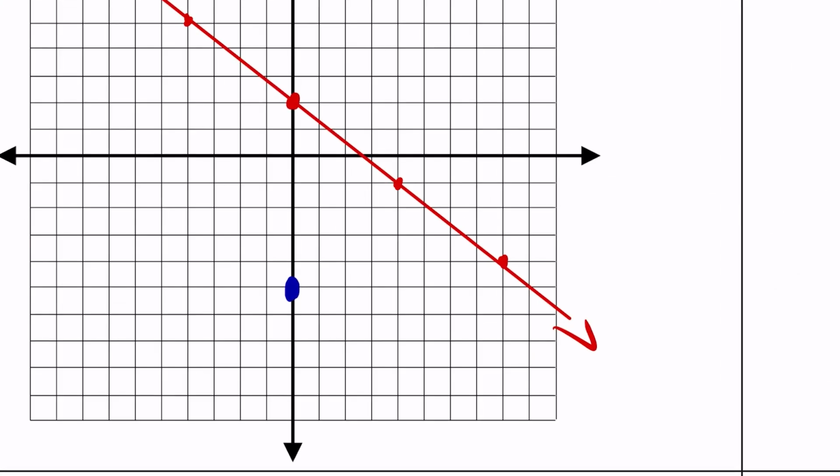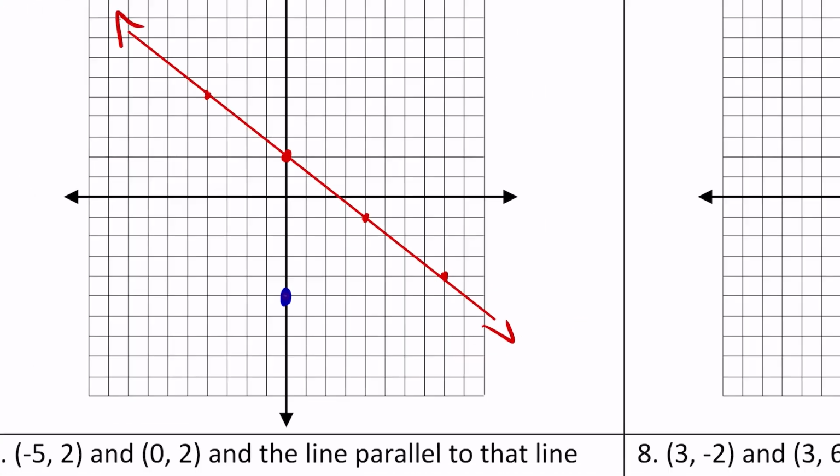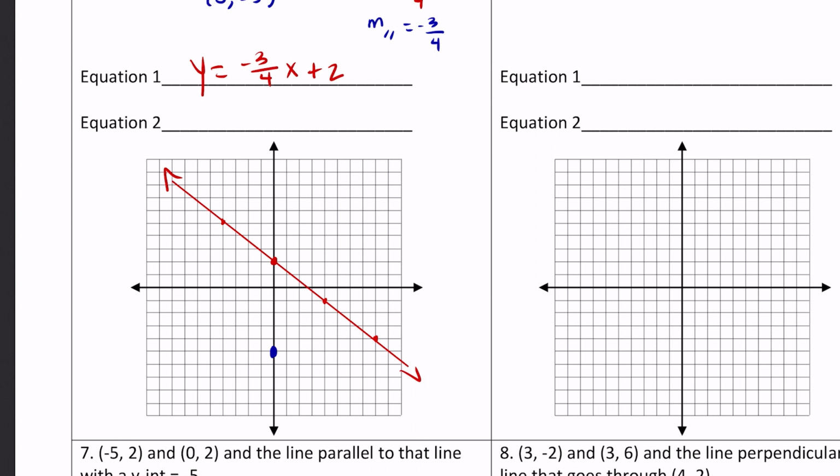So I'm going to use this point, and I'm going to go down 3, right 4. So down 3, right 4, and then I'm going to do the opposite, up 3, left 4. There you go. And then use your straight edge to show that they are parallel. And that is my attempt to show that they are parallel, but yes, they are indeed parallel.